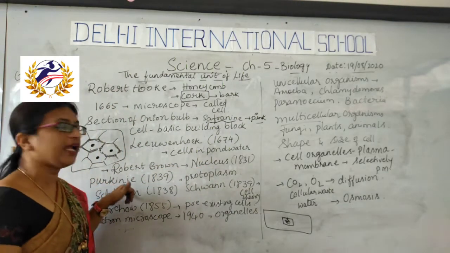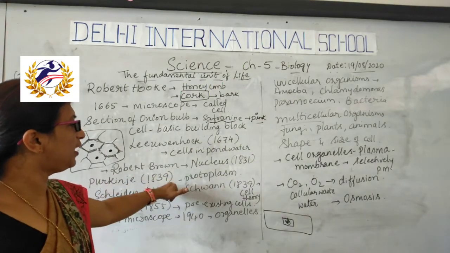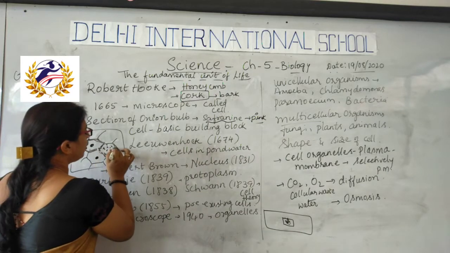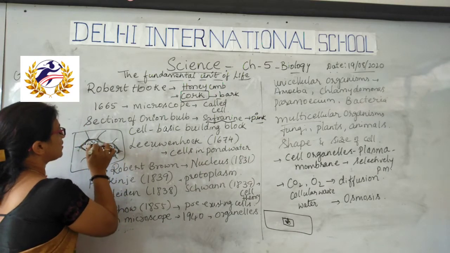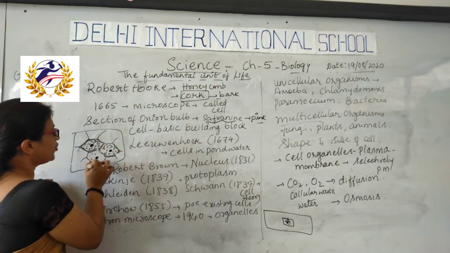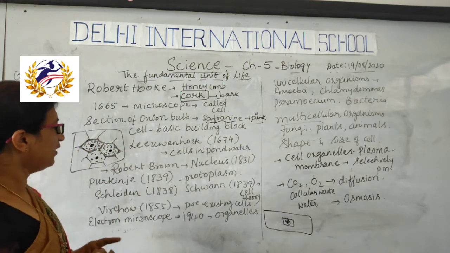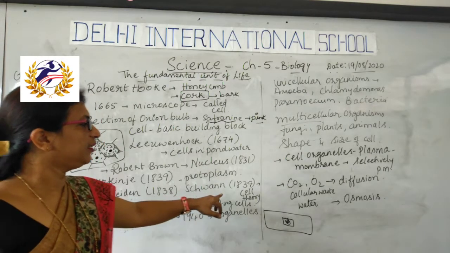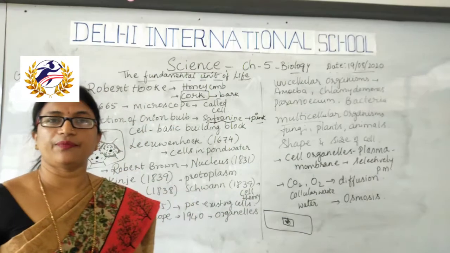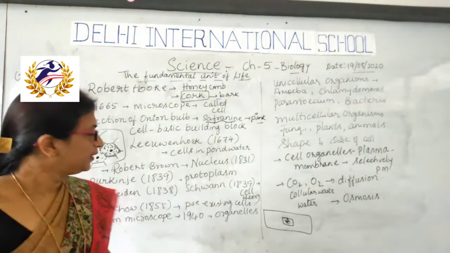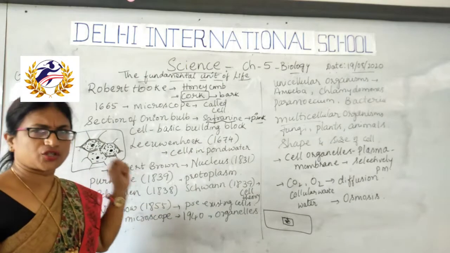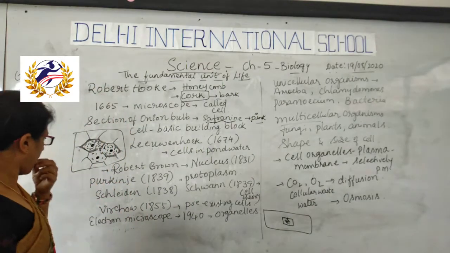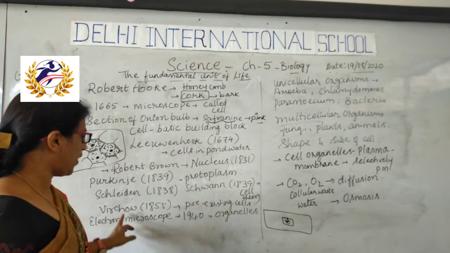And then Purkinje in 1839 observed the protoplasm, a fluid structure which is present inside the cell. And then Schleiden and Schwann, in 1838 and 1839, gave the cell theory, that is, cells are the basic structural and functional unit of any living organism. That definition is given by Schleiden and Schwann.